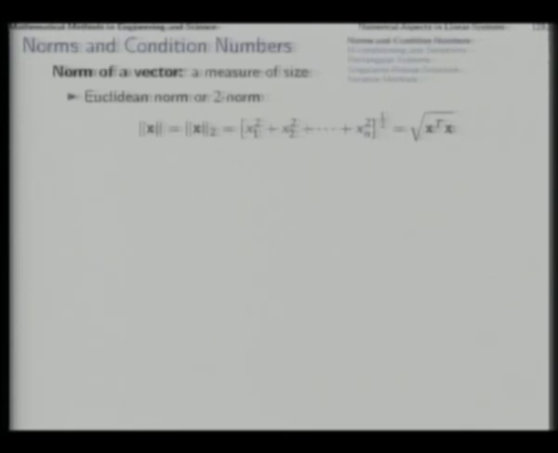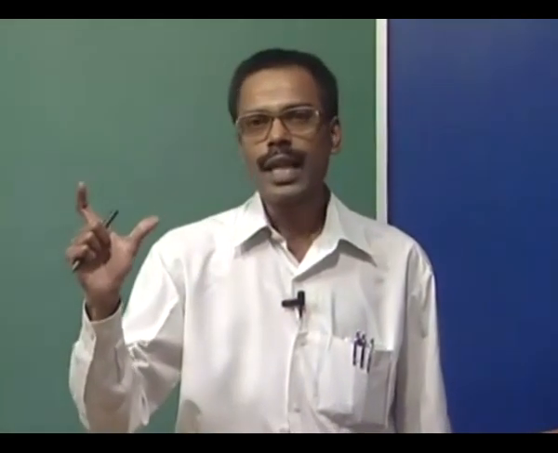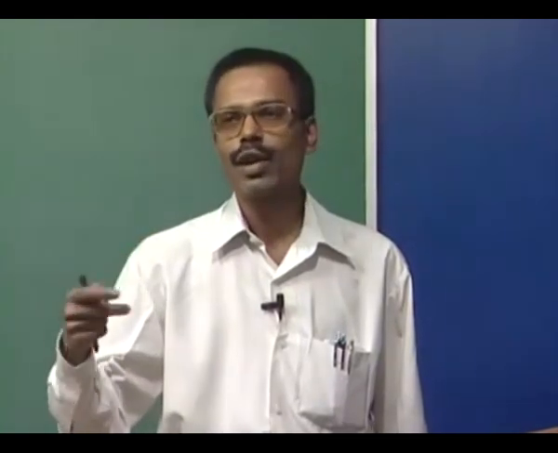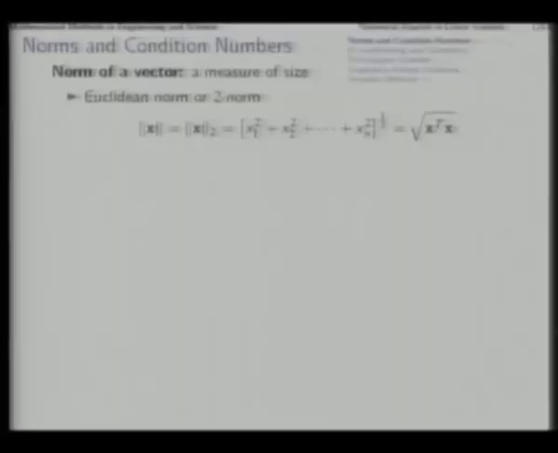Norm means size. When we talk of norm of a vector, we basically talk of a measure of size of the vector, and all of you are familiar with the ordinary Euclidean norm or 2 norm, that is represented like this, or in general situation we can represent it with a subscript 2, which means 2 norm, and that is simply the length of the vector x in ordinary geometric sense, and that is x1 square plus x2 square up to xn square to the power half, means square root.